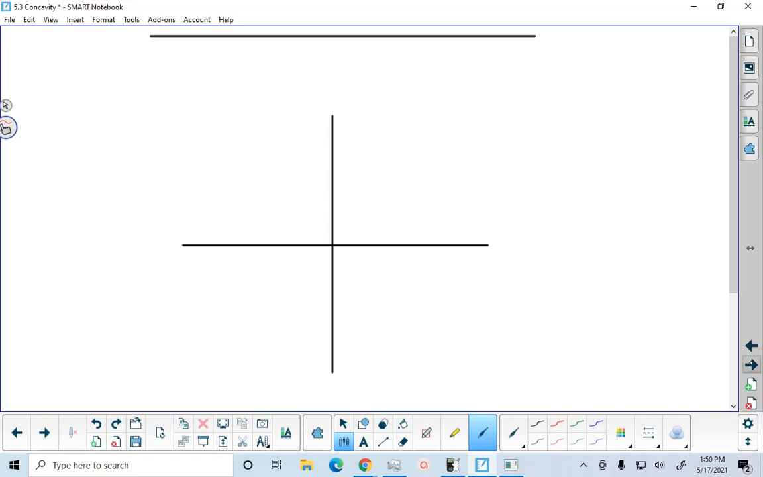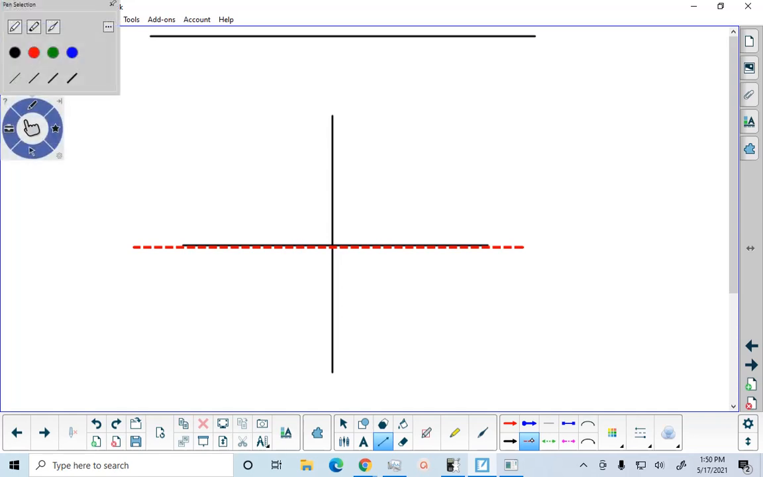We can start adding some information to this. We know that the x-axis is a horizontal asymptote. We also know, I'm going to graph the function in blue so it's maybe a little more visible, that the graph passes through the origin.